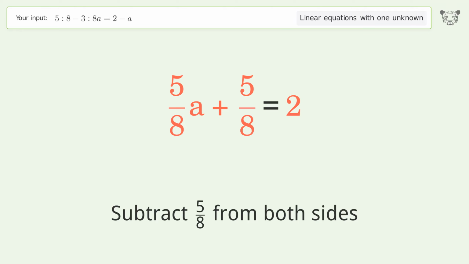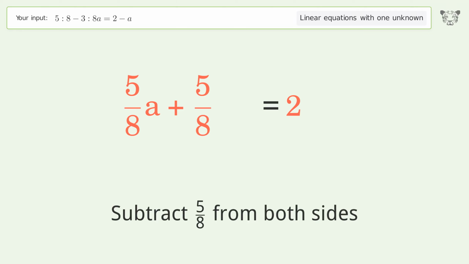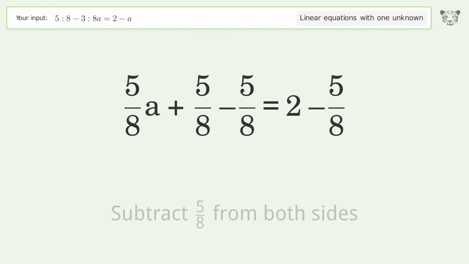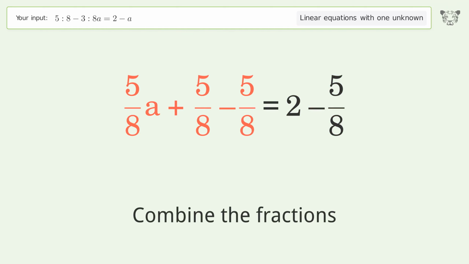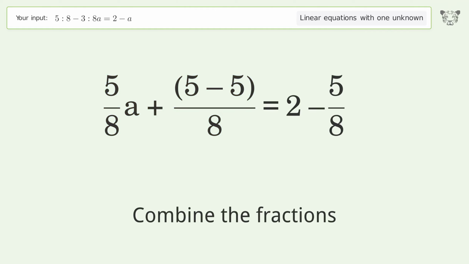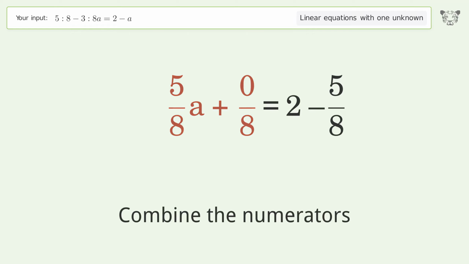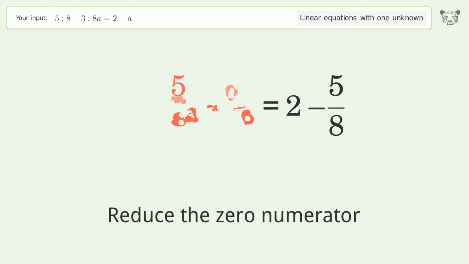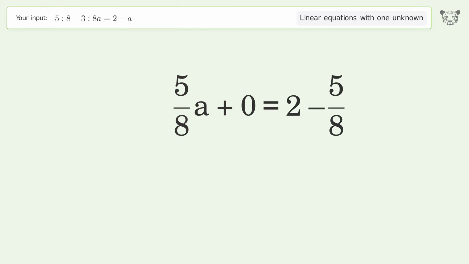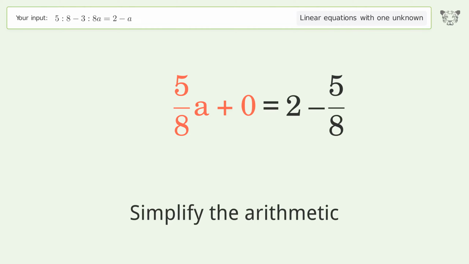Subtract 5 over 8 from both sides. Combine the fractions. Combine the numerators. Reduce the zero numerator. Simplify the arithmetic.